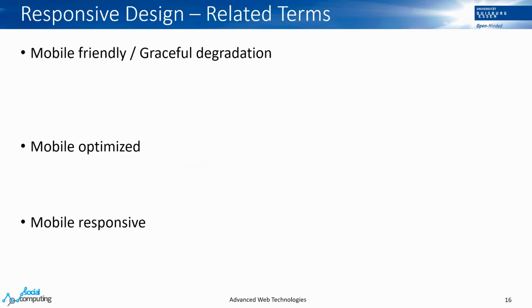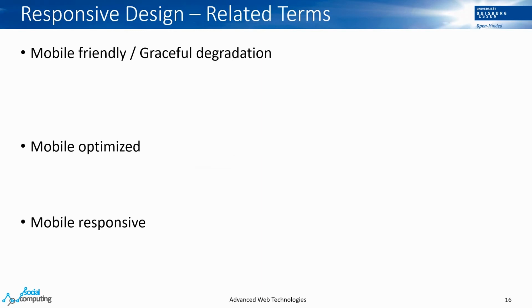These kinds of things can be adjusted using CSS media queries to achieve responsive design. So in order to understand responsive design, and to go into a bit of history, let's first try to understand some of the terms which are used in the community to define this responsive design. So the most initial term which was coined was mobile friendly or graceful degradation.